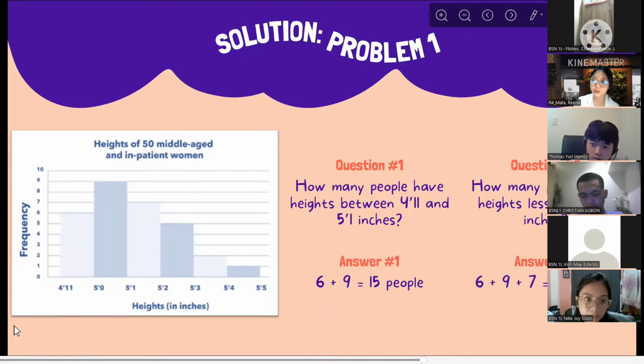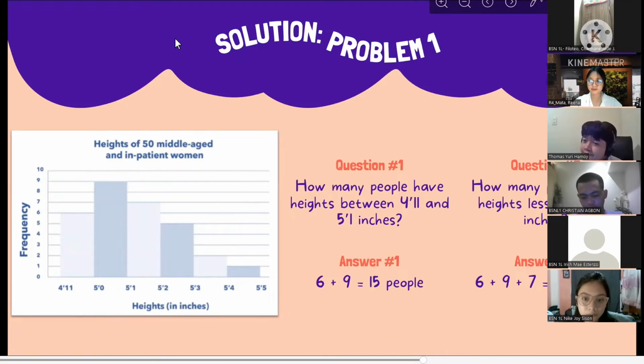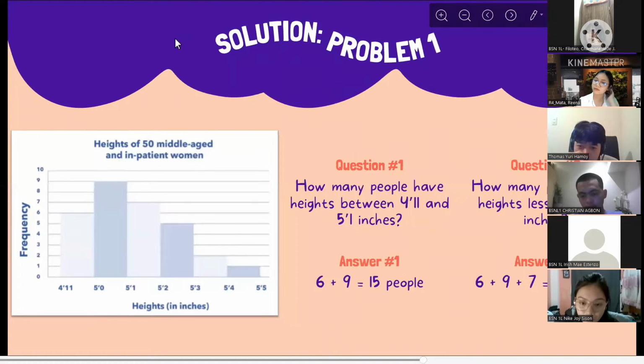Question number 2 asks how many people have heights less than 5'2 inches. There are 6 people for 4'11. We have 9 people for 5', and we have 7 people for 5'1. We need to add those 3 to come up with the answer. So the answer for question number 2: the people who have heights less than 5'2 inches are 22 people.